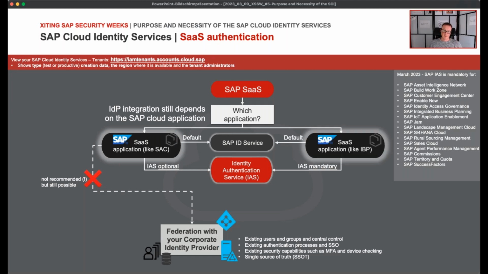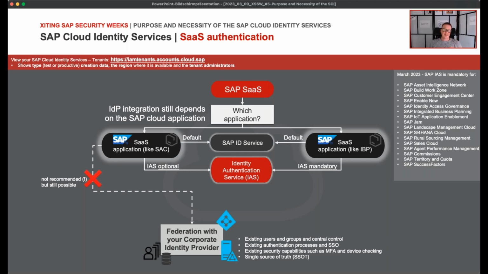In contrast, you can't do the same using SAP Integrated Business Planning. It's not possible. This SAP Software as a Service application mandates to use the IAS as an identity provider. So it comes pre-integrated with it. Trust is already done. And the same is true for all the applications listed here. And the list is constantly growing.